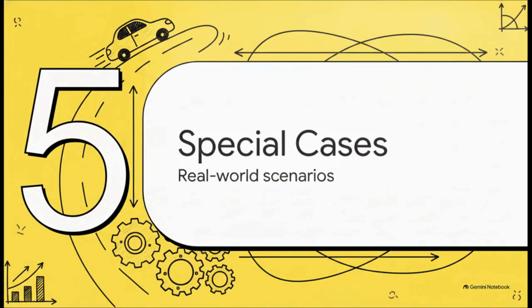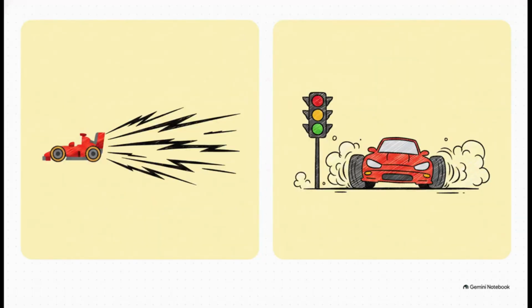Finally, part 5, real-world special cases. Let's take this out on the road. Now, zeros? Zeros are a physicist's best friend. If a car launches from a dead stop, your initial velocity, u, is 0. So massive chunks of your equations just disappear, leaving you with these clean, super compressed formulas. On the flip side, what if you're coming to rest at a red light? Your final velocity, v, is 0. That lets you rearrange the math specifically to figure out your exact stopping distance.